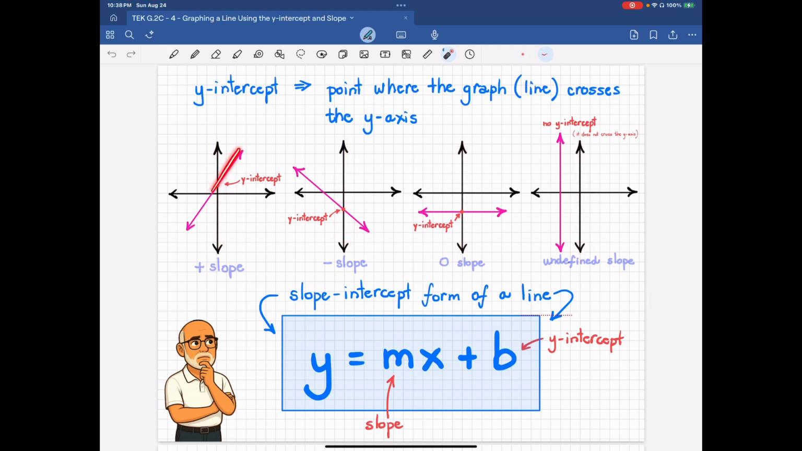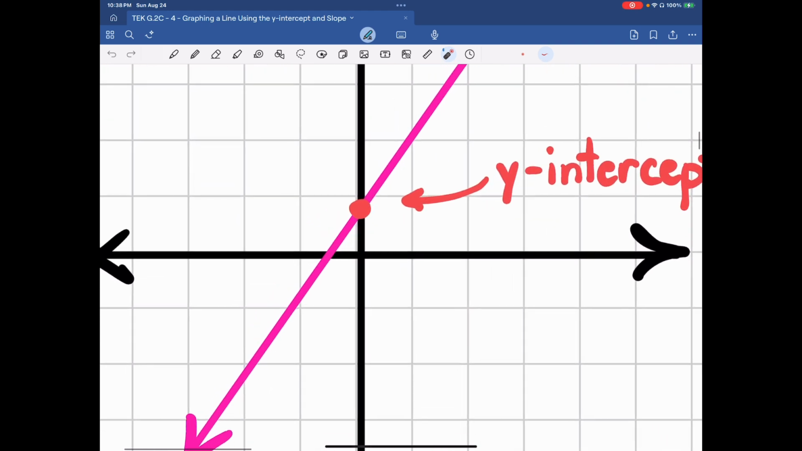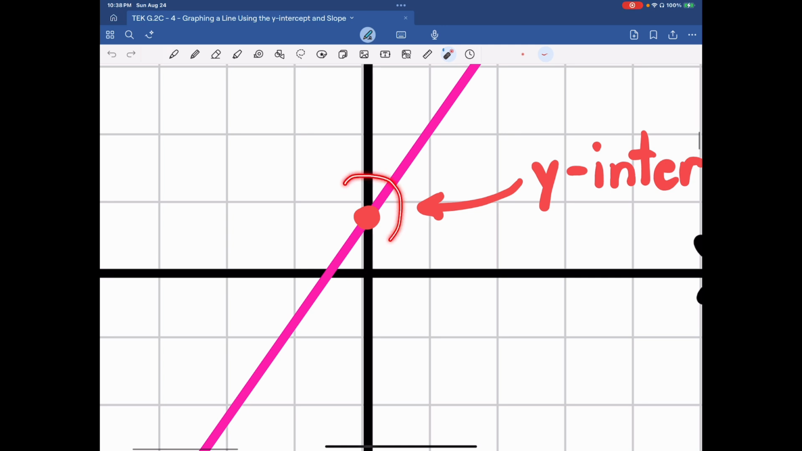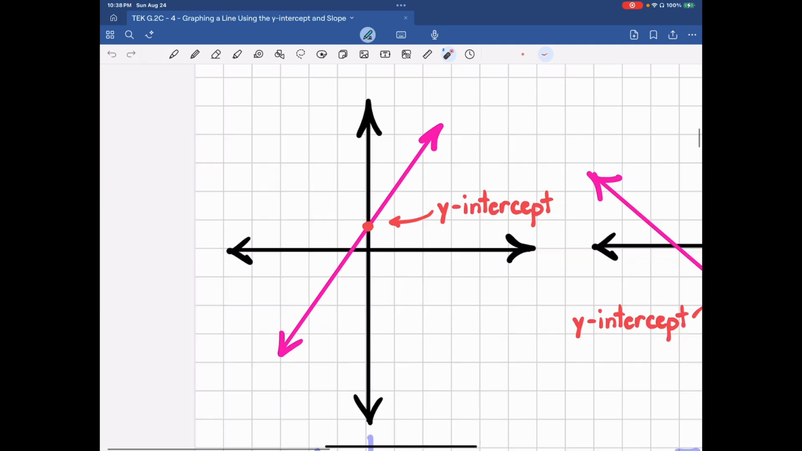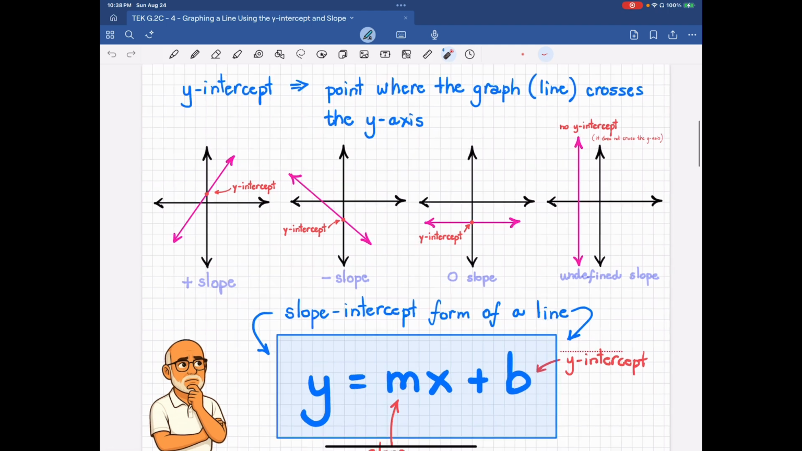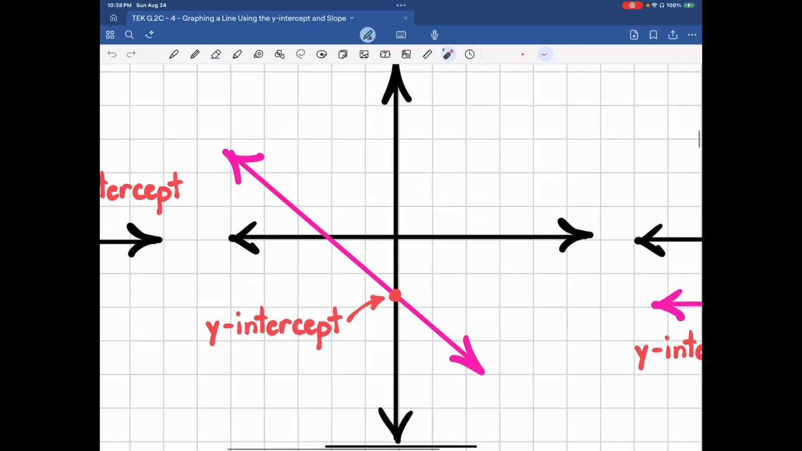So I have a positively sloped line right here. If we make this graph bigger, you're going to be able to see the y-intercept is where the graph of the line crosses the y-axis. So it would be at this point right here. If we have a negatively sloped line, notice that it crosses the y-axis at this point. So this point right here would be considered our y-intercept.